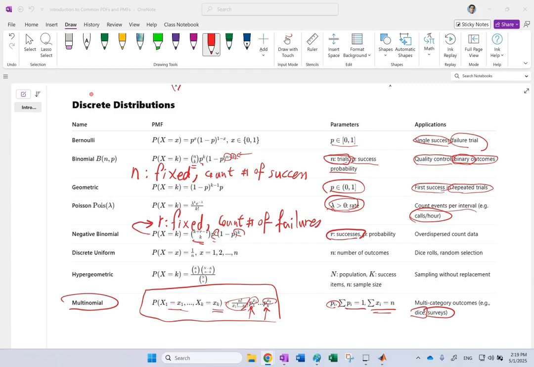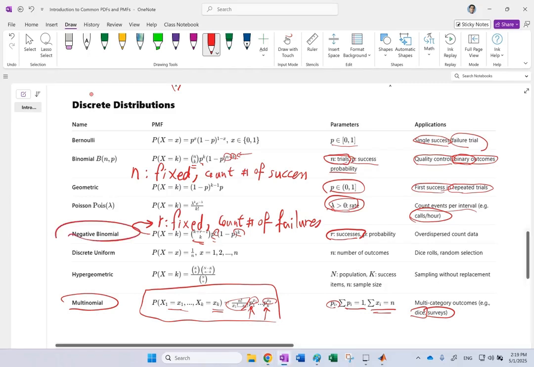So how many times do I need to, for instance, test this circuit? How many failures would I see before I get 3 successes? Before 3 times this circuit works properly, how many failures would I see? That is a negative binomial. And of course, as I said, the parameters are R and P.